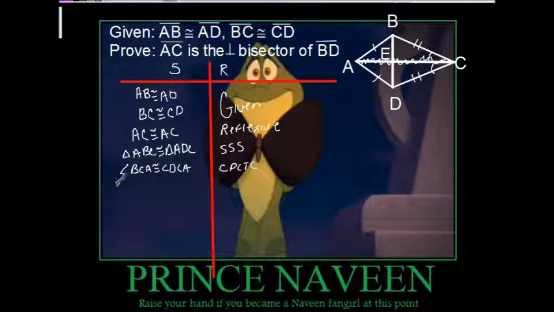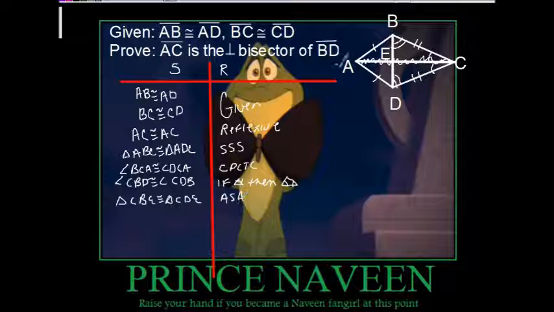I'm going to do angle CBD is congruent to angle CDB by if sides, then angles. I'm going to mark them in. Now, my next step is I'm going to prove these little triangles are congruent. Triangle CBE is congruent to triangle CDE by angle side angle. If you did reflexive, instead you'd have side angle side.